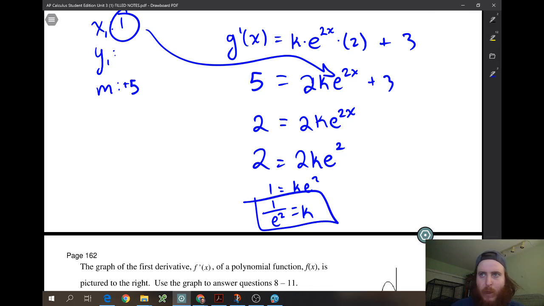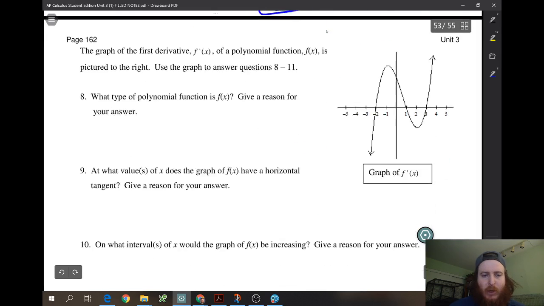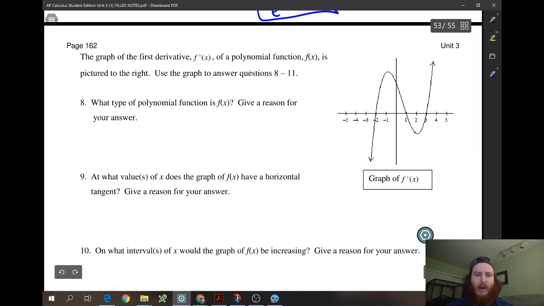Right. Next one, we have a graph, and we're going to use this graph, and this is the graph of f prime. So this is a little bit going back to last chapter as well. What type of polynomial is f of x? Is it basically a quadratic, a cubic, a quartic? And we know that if something has basically two turns and 3 zeros, right, that's a cubic. So f prime of x was cubic, and the original is always one degree more. So they wanted to know, what about f of x?